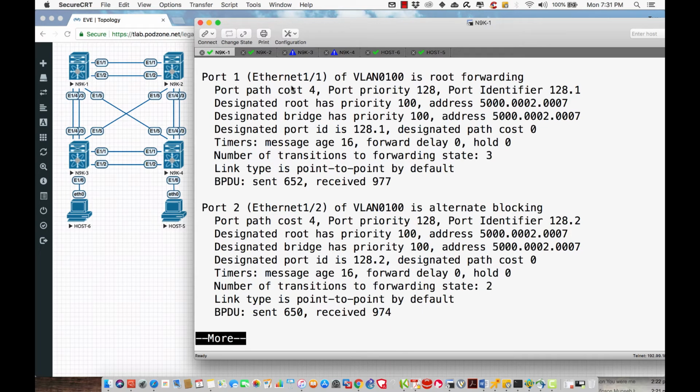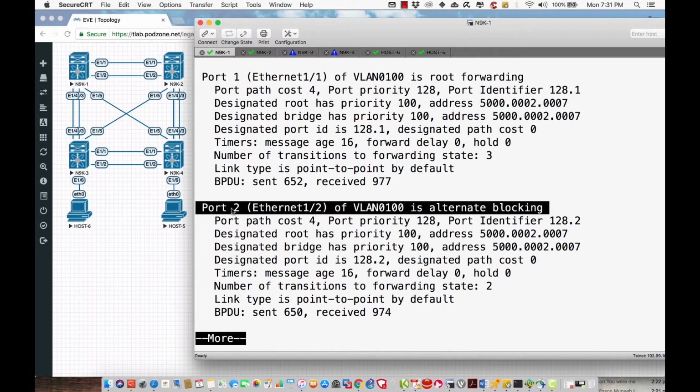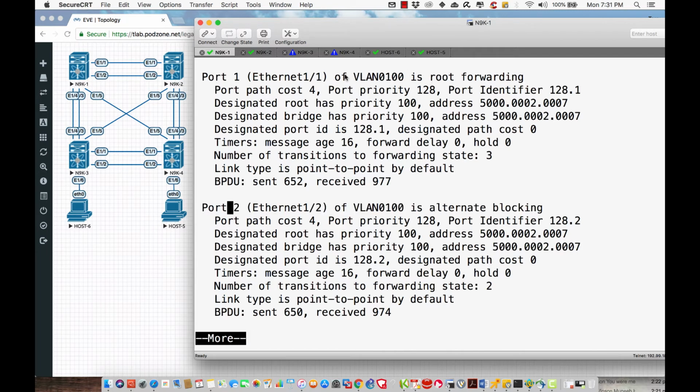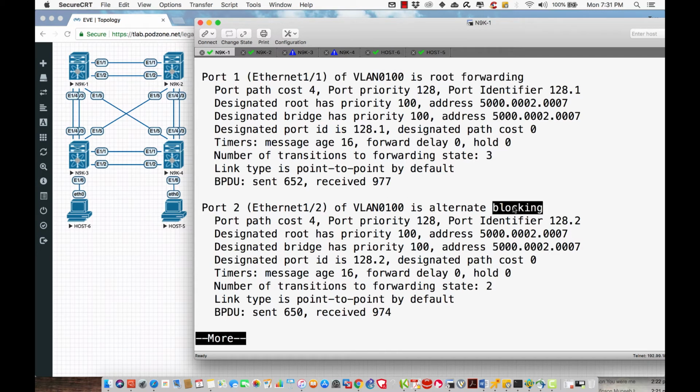Okay, so there they are. There's Ethernet 1.1, which has a port number of 1, and we see Ethernet 1.2 has a port number of 2. We see that Ethernet 1.1 for VLAN 100 is the root port, and we see that port 2, Ethernet 1.2 for VLAN 100, is blocking.